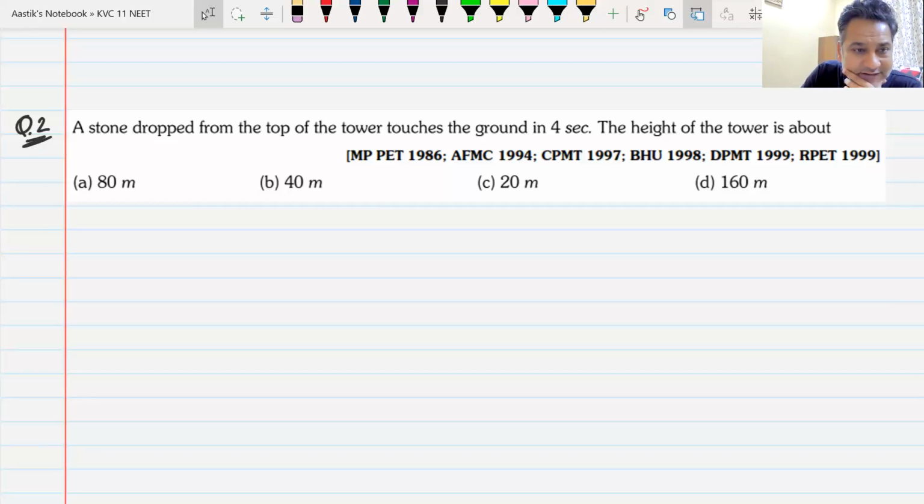Yes. Do we have anything that looks like an answer? Yes, bacha. Option C, sir, 20 meters. Okay, I did not see the option C, 20 meters. How did you get it?